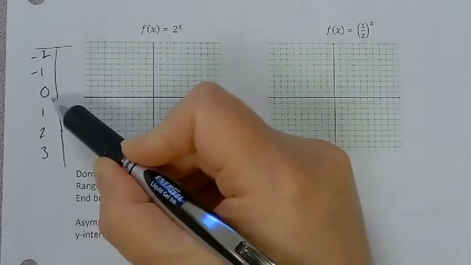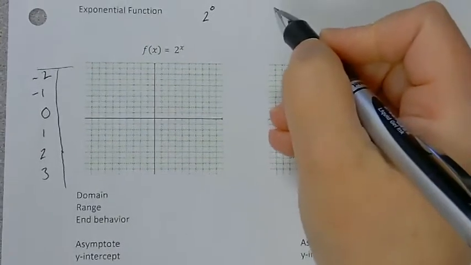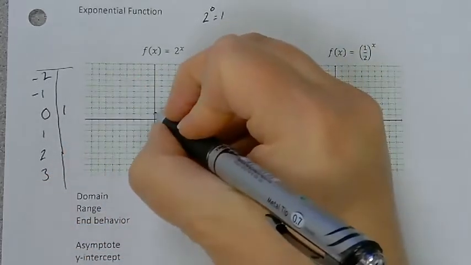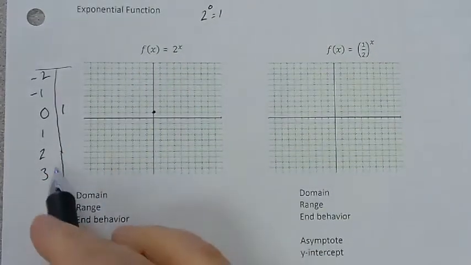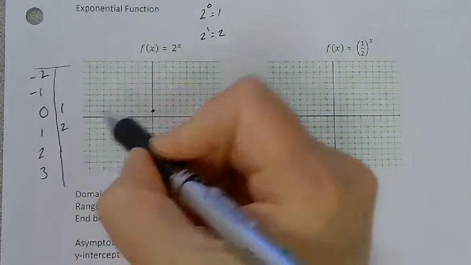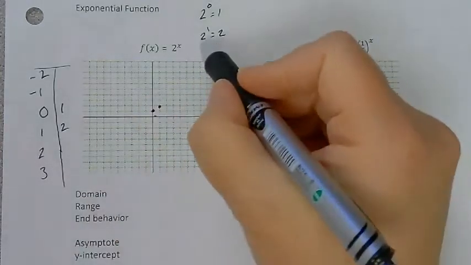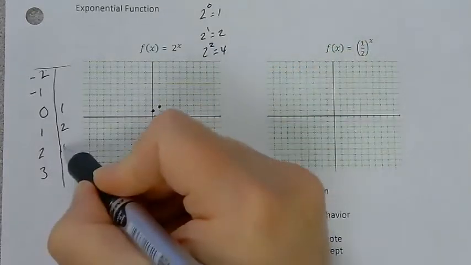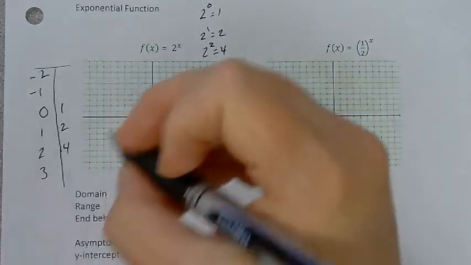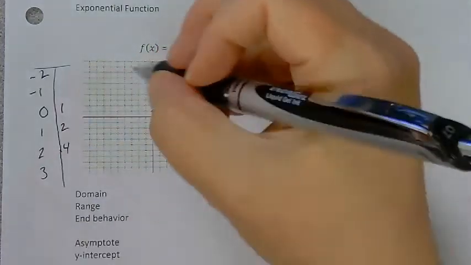So I'm going to do 2 to the x power. So let's just start here with 0. 2 to the 0 power. Anything to the 0 power is 1. So 0, 1 is one of my points. And then I'm going to put in 1. So 2 to the first power is 2. So I have the point 1, 2 on the graph. 2 to the second power would be 4. So 2, 4. So I know that kind of looks something like this on this side. 2 to the third power would be 8.